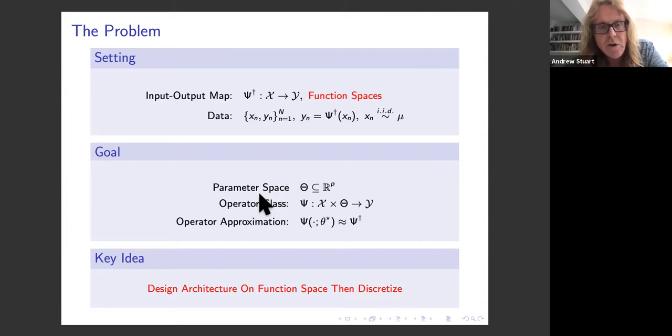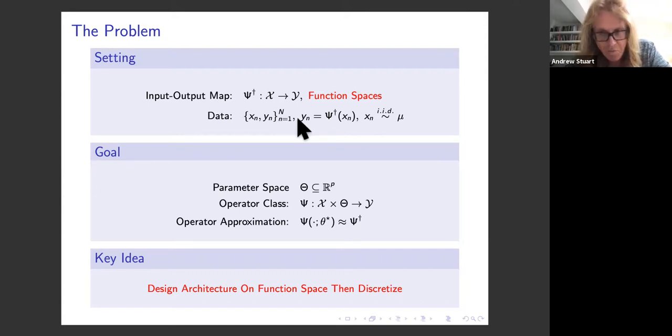And then what I'm going to be doing is seeking approximation for a class of operators, which I'll call psi, parameterized by theta, mapping again X into Y. And I'll assume that uppercase Theta is a subset of R^p, so p is the number of parameters. The objective is to design this operator class psi in such a way that by choosing a parameter theta star from Theta, we can obtain a good approximation to psi dagger, where psi dagger is known to us through this data.